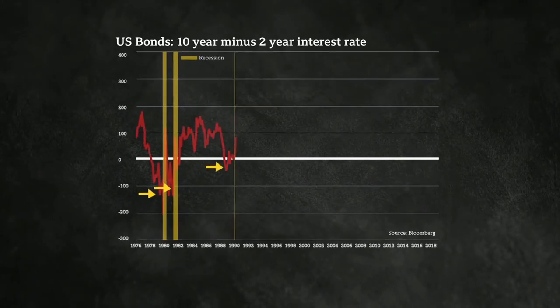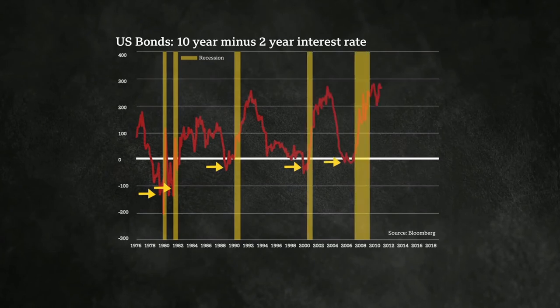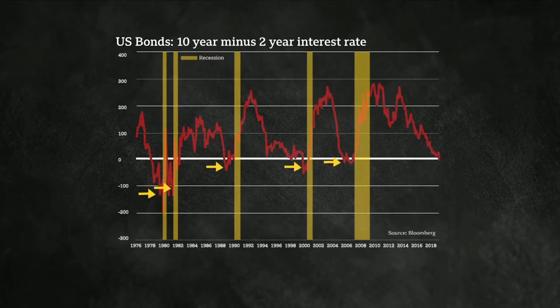Whoa. The gap between the two interest rates falling to below zero has consistently foreshadowed U.S. recessions in the past. I think we're right to take the bond market signals seriously. Certainly in the past, we've seen similar bond market movements in the lead up to a recession. And it is important to look out for these signs to give businesses and consumers as much time to prepare.